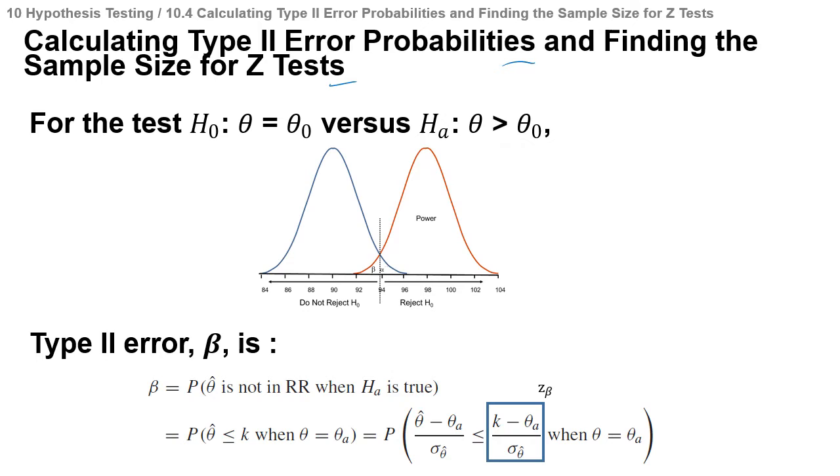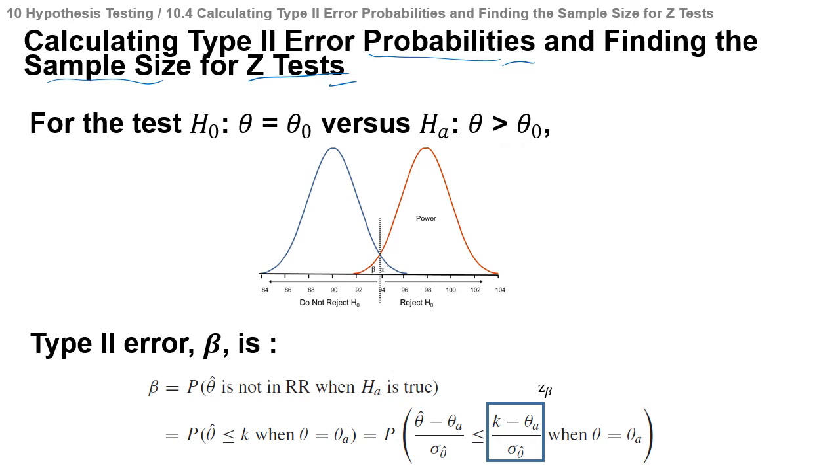So to do that, we need enough sample size. This is why we need to consider the type 2 error probabilities, and we need to find the sample size for the z-test to get enough power, which is 1 minus beta. So let's consider this situation.